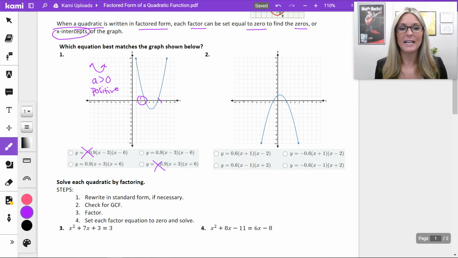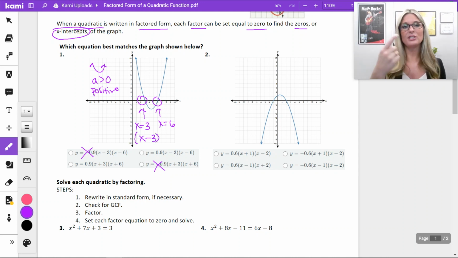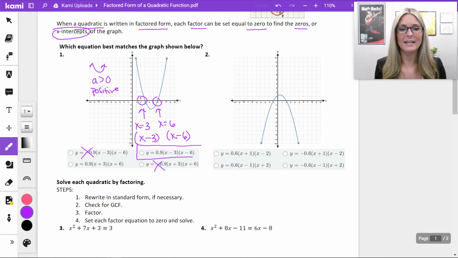We're also intersecting at 3 and 6. So our x-intercepts are 3 and 6. In factored form, I should see x minus 3, right? Because we just said when it's in factored form, we could set the factors equal to 0, and solving them would give us our x-intercepts. My other factor is going to be x minus 6. So I need both of the factors to show subtraction so that my x-intercepts are positive. It looks like that top right answer choice is our correct answer choice.